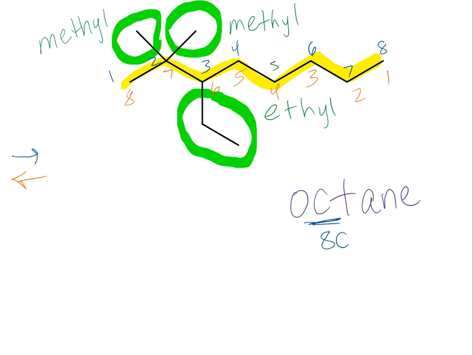So from left to right, that first methyl was on carbon 2, that second methyl was on carbon 2, and then my ethyl was on carbon 3. So I have substituents on carbons 2, 2, and 3. From right to left, my ethyl was on carbon 6. I had the methyl on carbon 7. And then I had another methyl on carbon 7.